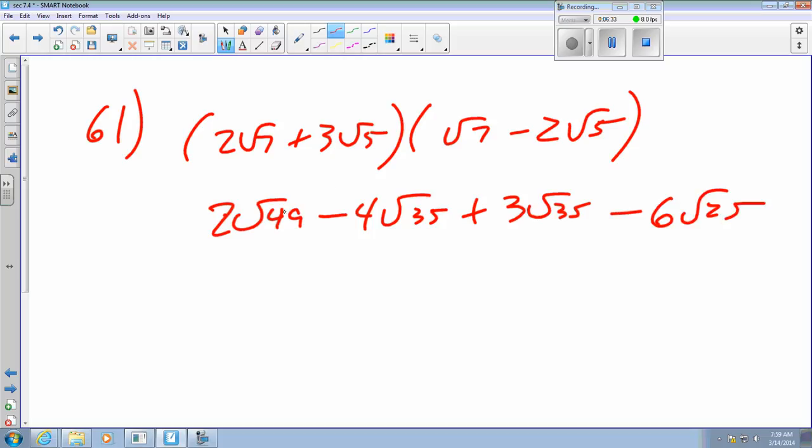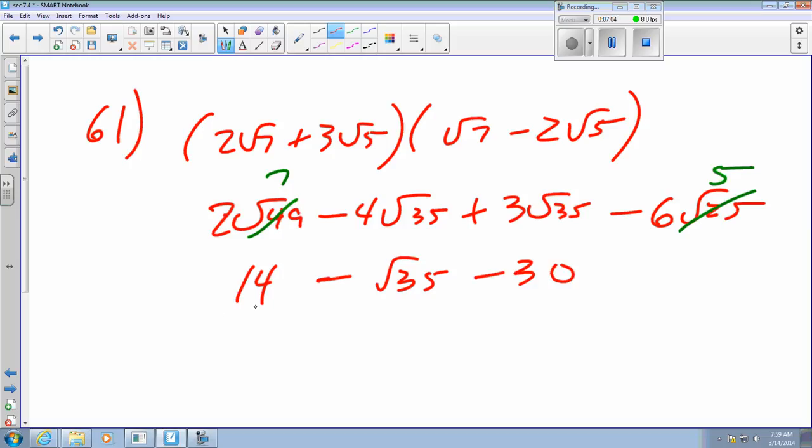We can simplify the square root of 49, which is 7. 2 times 7 is going to give me 14. Negative 4 and plus 3 gives me negative 1 square root of 35. We don't have to write the 1. You certainly can if you want to. And over here, square root of 25 is 5. Negative 6 times 5 gives me negative 30. Let's put our two like terms together here. Negative 30 and positive 14 gives me negative 16 minus the square root of 35.